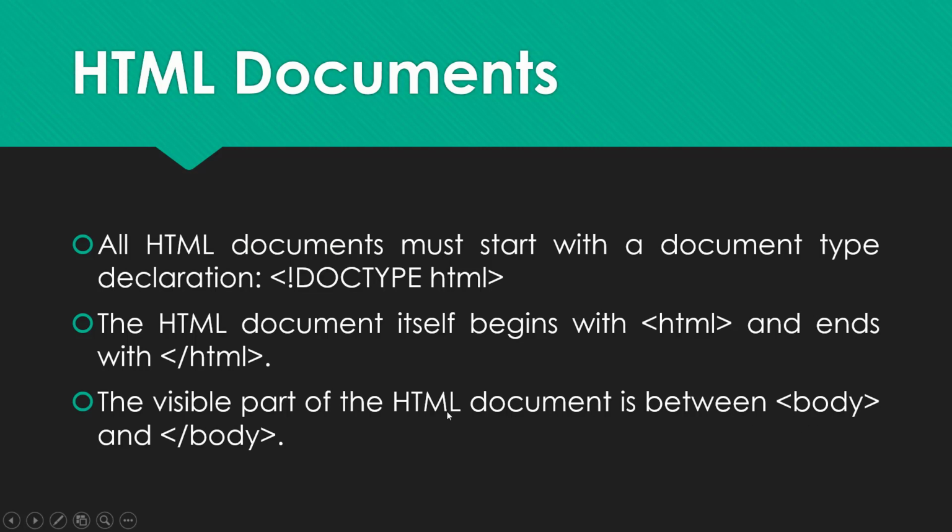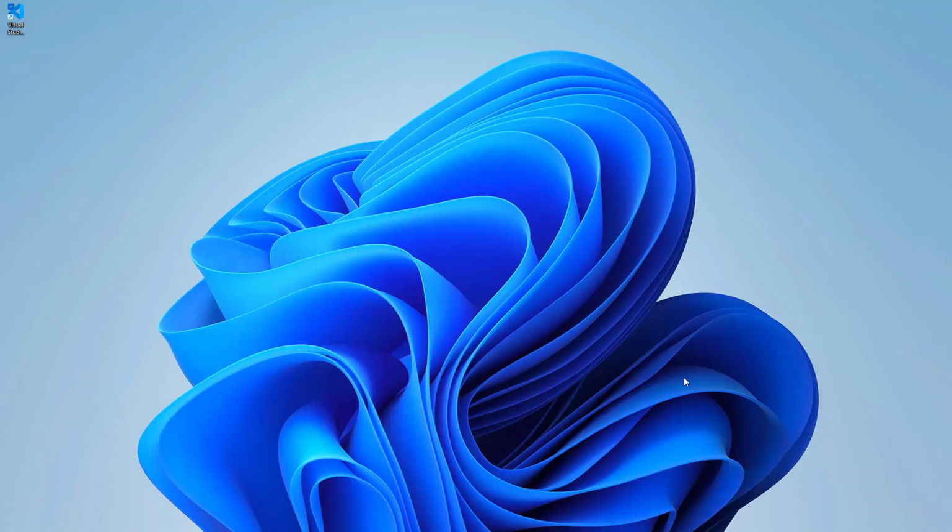So what the people will be able to see, or what the user will be able to see, is what will appear between the what? The body tag. Okay, so with that much said, let's go and practice what we've just talked about. So let's go to practicals.